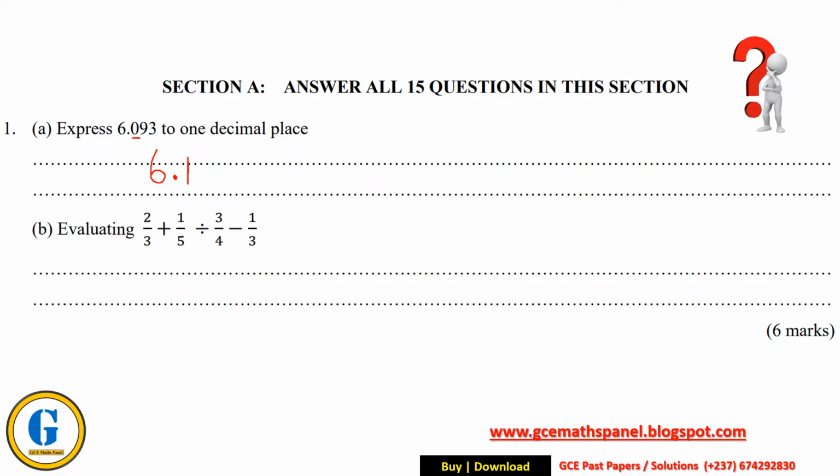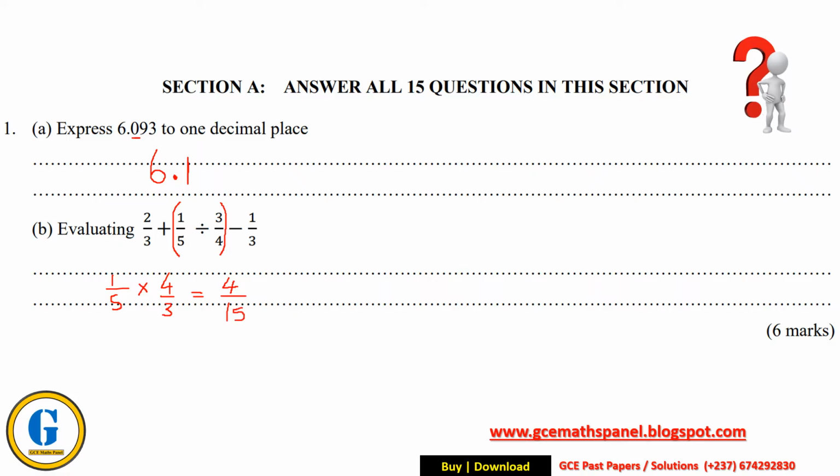Then B, evaluating 2/3 plus a fifth divided by 3/4 minus a third. What they require here is the knowledge of BODMAS. So the first operation we have to do here is this division. So we are going to have 1/5 times the reciprocal of 3/4, which is 4/3, and this gives us 4/15, because nothing can cancel out.